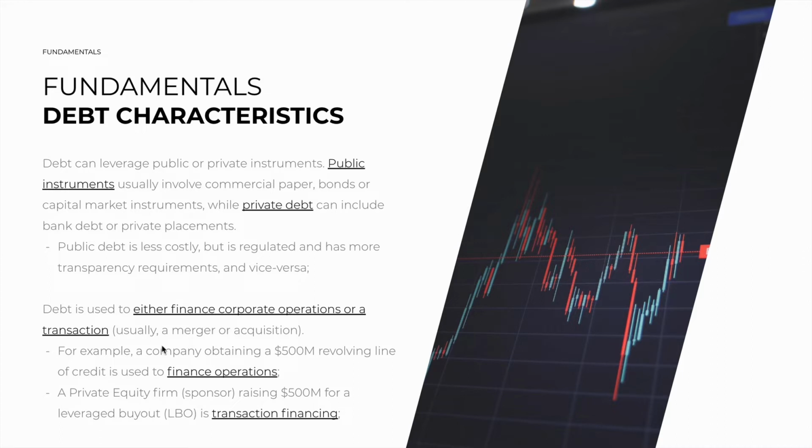So for example, a company obtaining a $500 million revolving credit line will use it to finance operations, maybe to use as a financial cushion in terms of inventory production or accounts receivable. That's financing operations. On the other hand, if it's a private equity firm, also known as the sponsor of the deal, raising $500 million for a leveraged buyout, it's transaction financing.